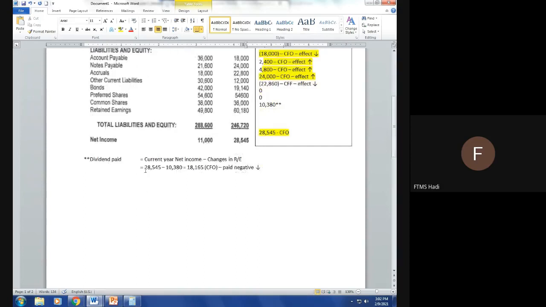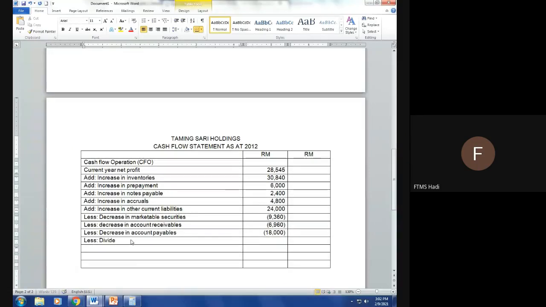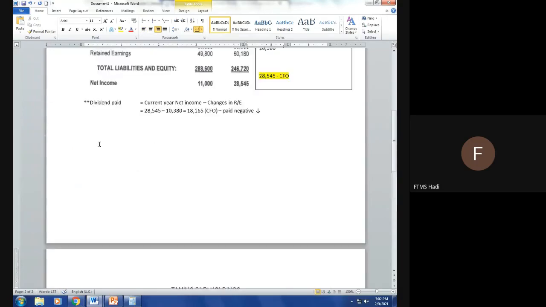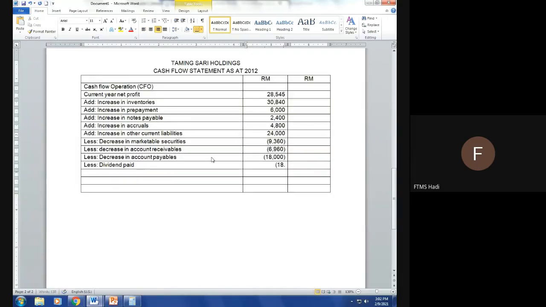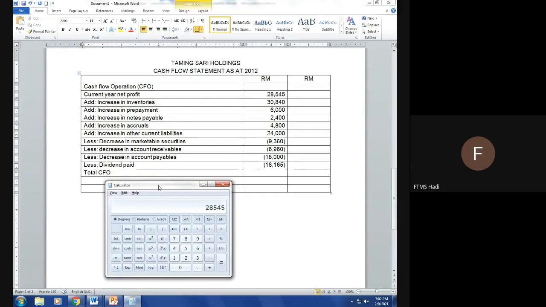Like that. This one, do not forget dividend paid. This one is CFO also, because of the word paid. Dividend paid must be minus. How much do you minus? 18165. Once you are done, you need to find the total CFO. Using a calculator, let's calculate. 28545 plus 30840 plus 6,000 plus 2400 plus 4800 plus 24000, sorry, not plus, minus 9360 minus 6960 minus 18,000 minus 18165, equals 44100.